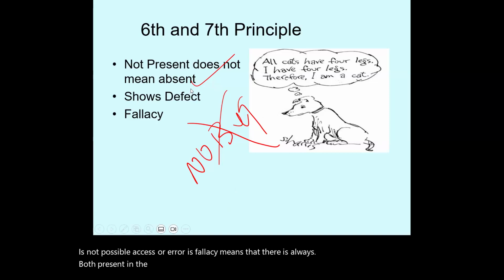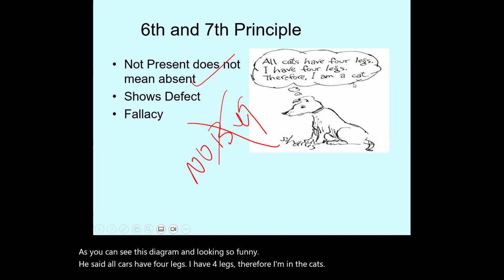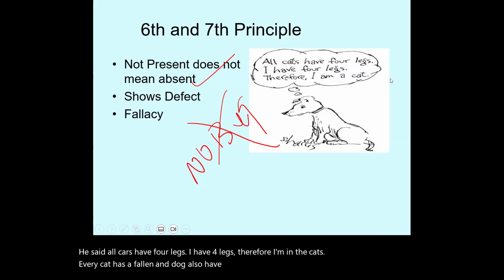As a QA team and as testing people, you have to make sure the client is not getting any kind of bug. As you can see in this diagram, I think it's so funny. It says all cats have 4 legs. I have 4 legs, therefore I'm a cat. Every cat has 4 legs, and a dog also has 4 legs, so will the dog now become a cat? Is that possible? So absence of error is a fallacy.